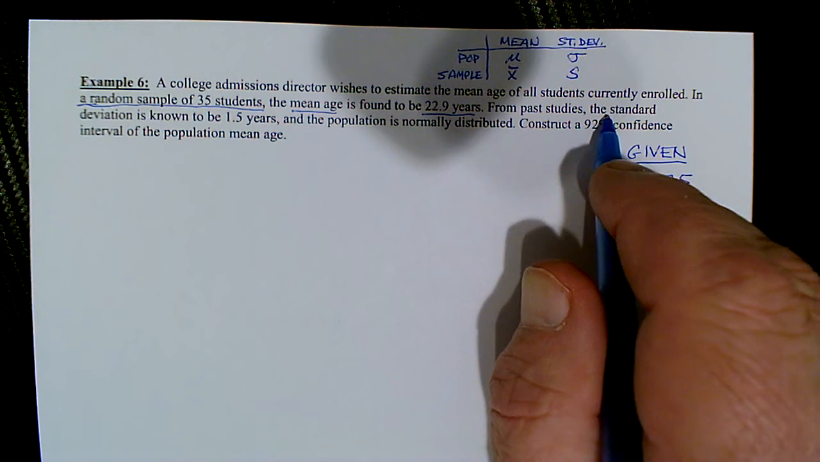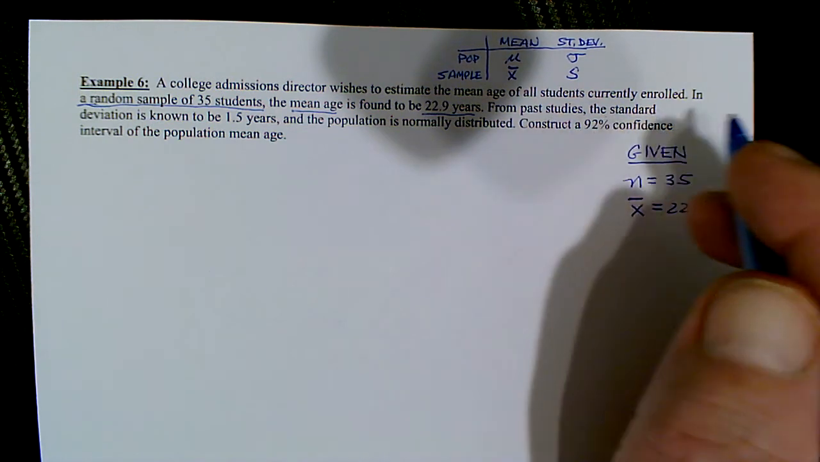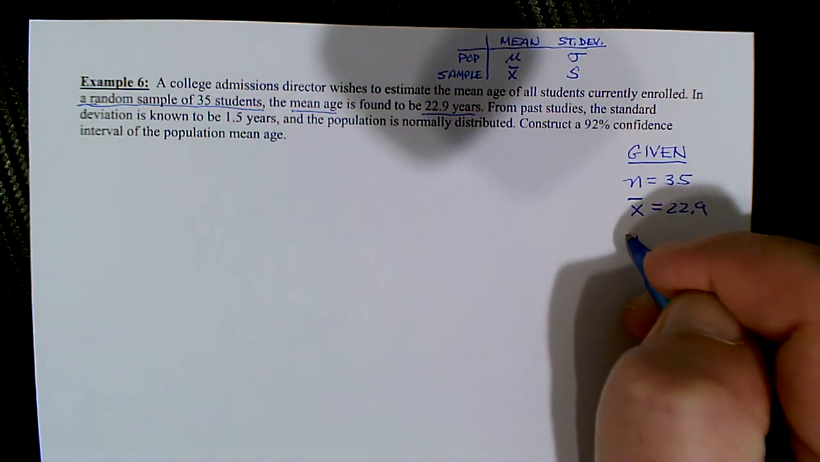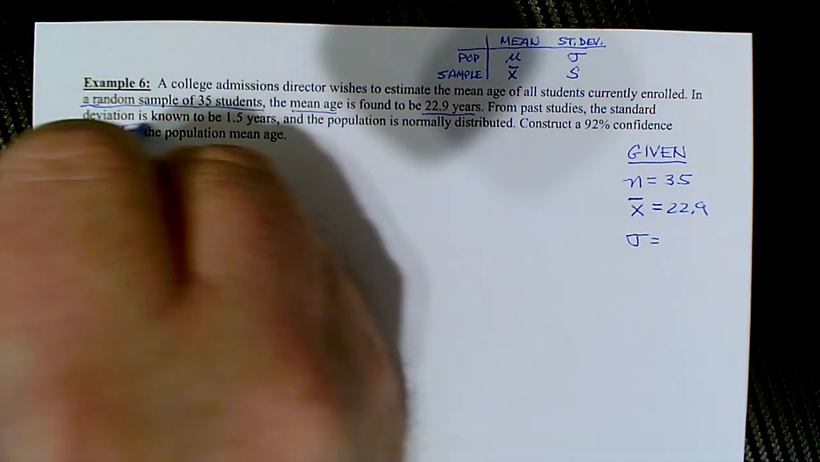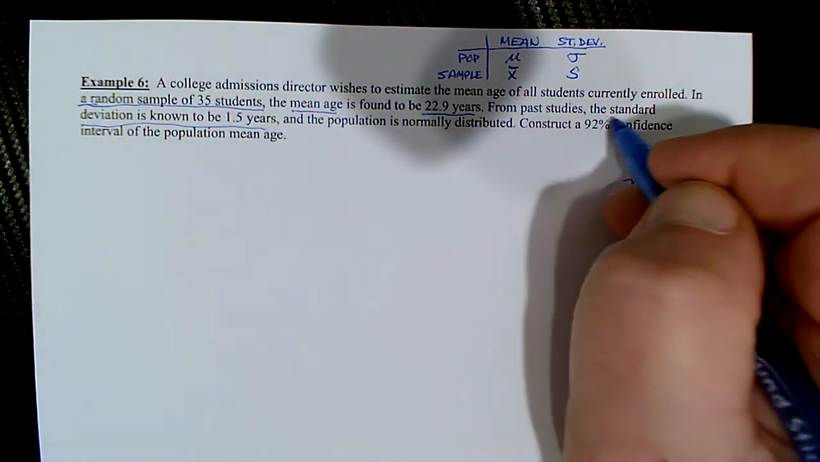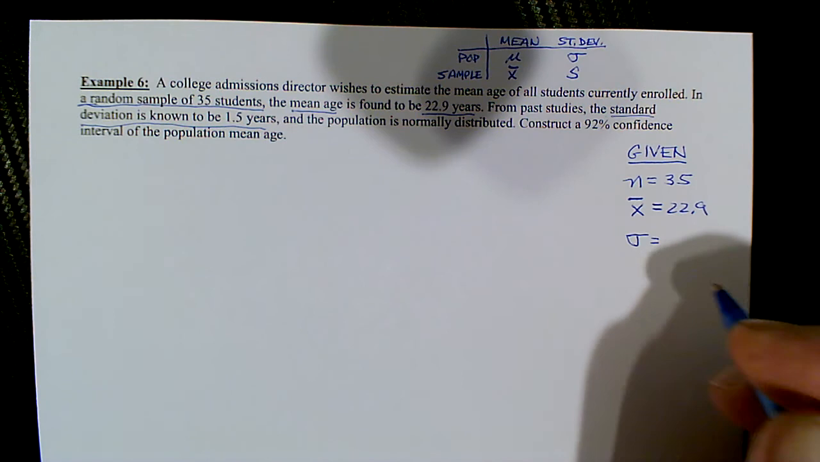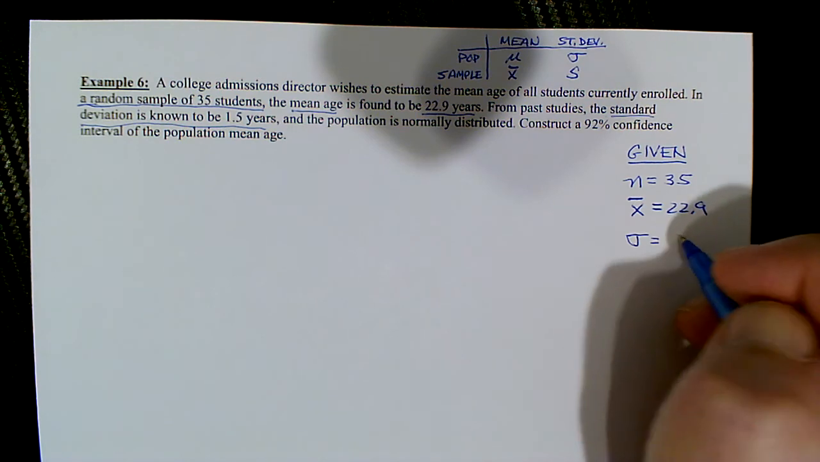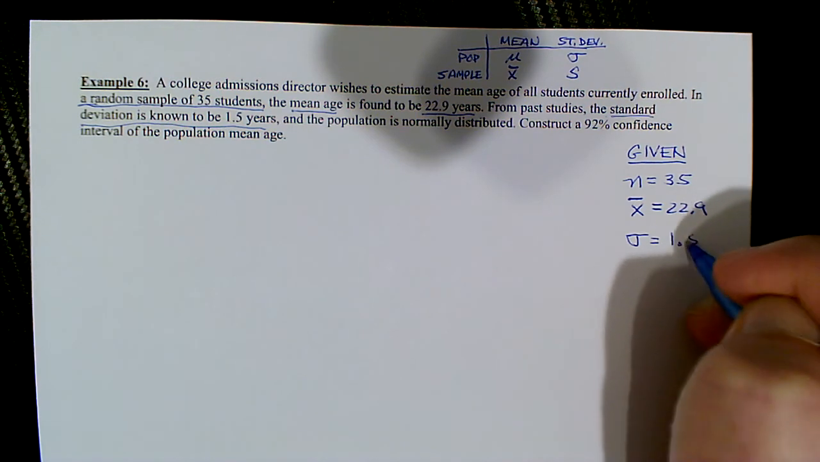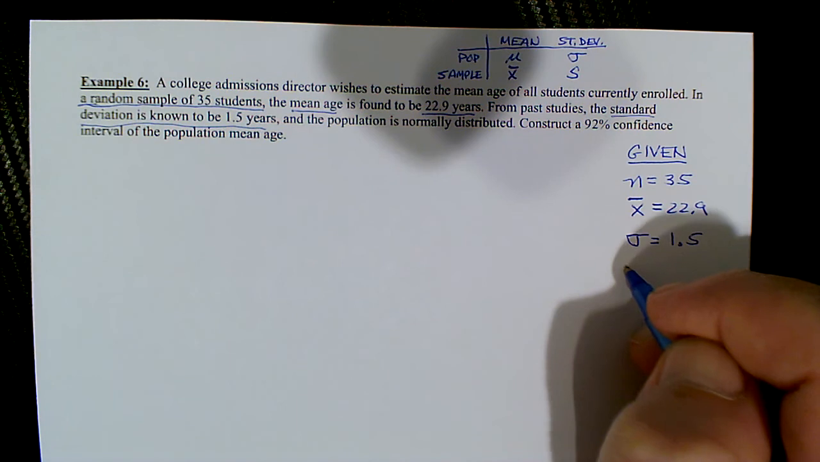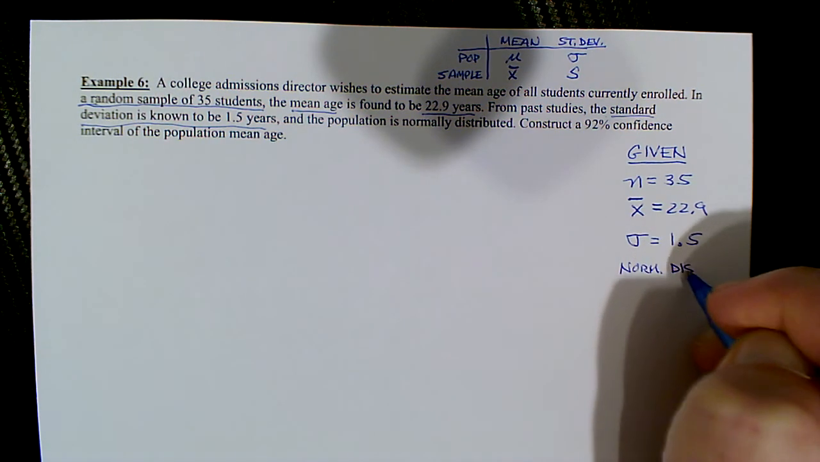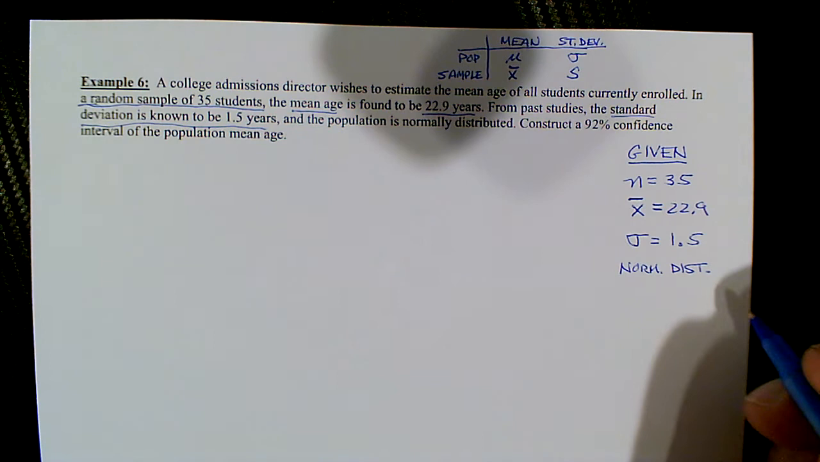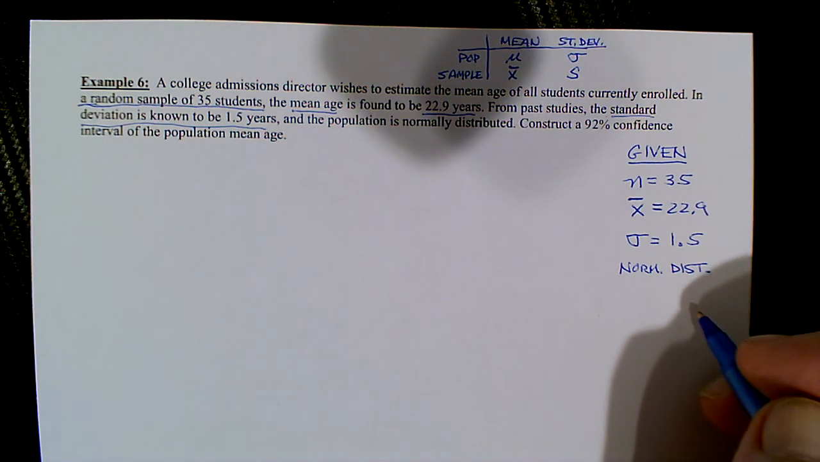From past studies, whenever it says past studies, that's population. So sigma. Because from past studies, the standard deviation was 1.5. And so sigma is 1.5. And we're also told that it's normally distributed. And we want the 92% confidence interval.